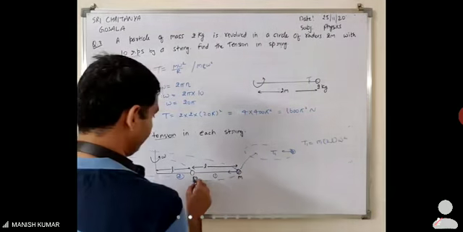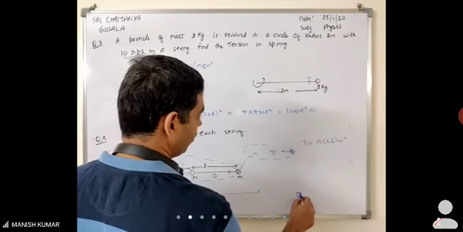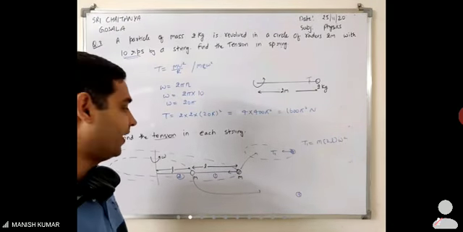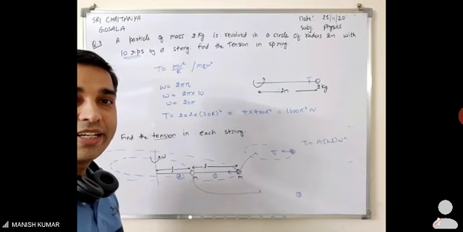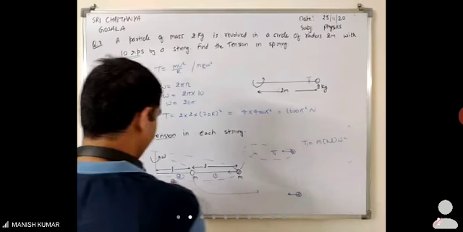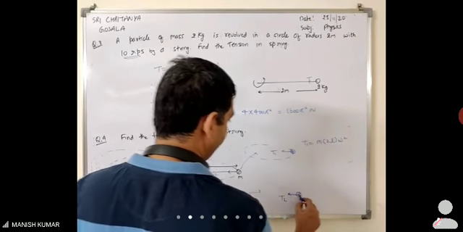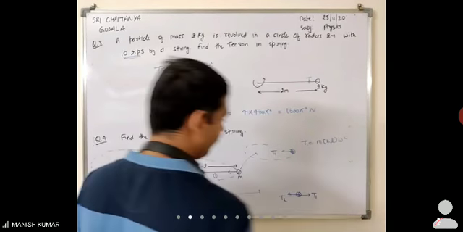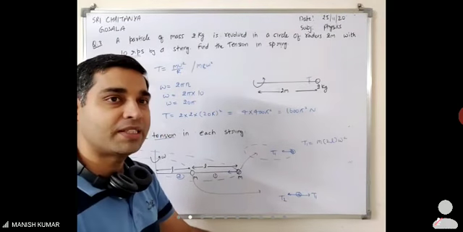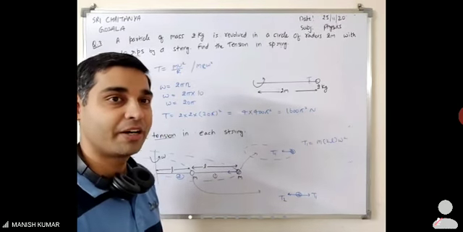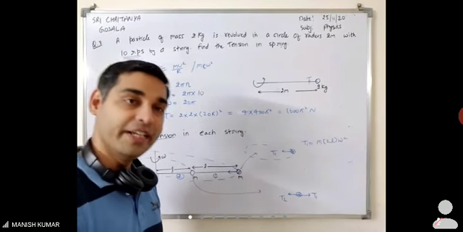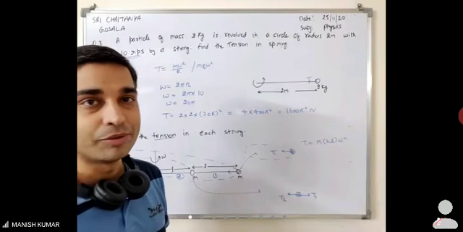Now what about this particle? What is the motion of this particle? Circle. What is the radius? L. What is the force acting? One tension is acting towards left, one tension is acting towards right. So which is the centripetal force? T2, T1, T2 minus T1, or T1 minus T2?